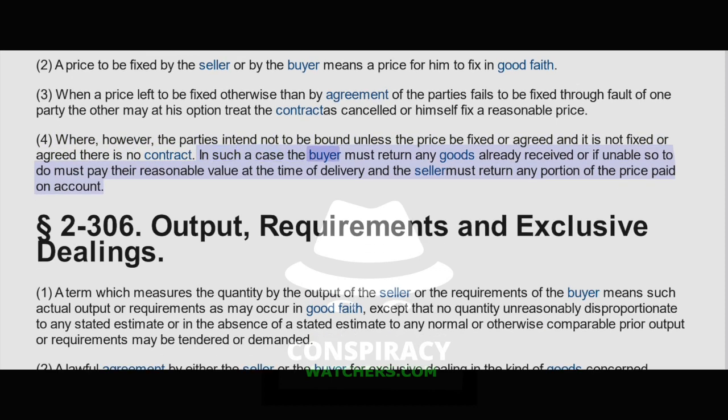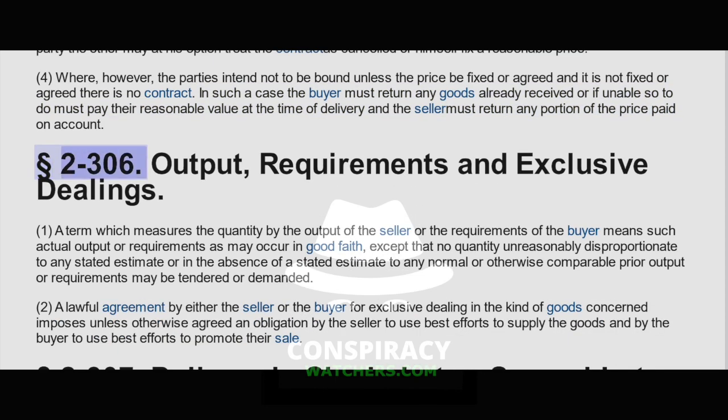In such a case, the buyer must return any goods already received, or if unable so to do must pay their reasonable value at the time of delivery, and the seller must return any portion of the price paid on account.